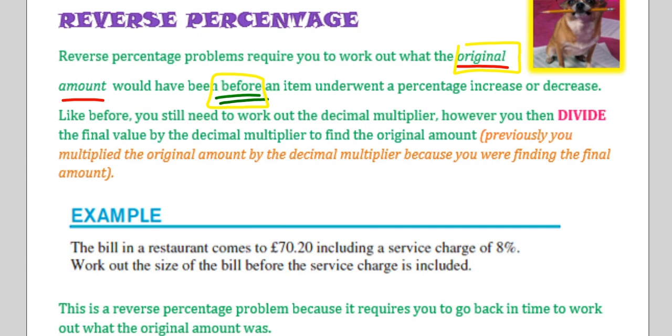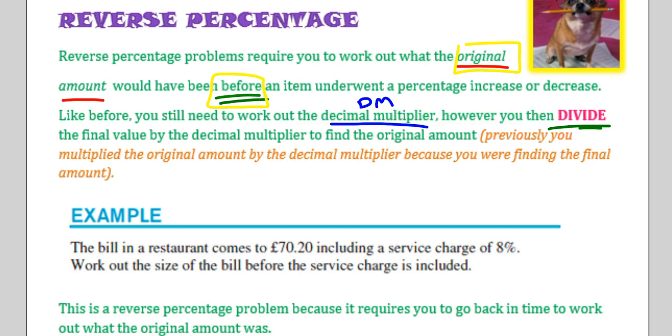So like before, you still need to work out the decimal multiplier, the DM basically. Work out the DM just like you did before. So no changes to the way you work out the DM. If it's an increase, you do 100 plus the percentage, divide by 100. And if it's a decrease, you work out 100 minus the percentage, divide by 100. So work out the DM just the way you used to. But the only thing is, in the second step, you would divide instead of multiply. Divide the final value by the decimal multiplier to find the original amount.